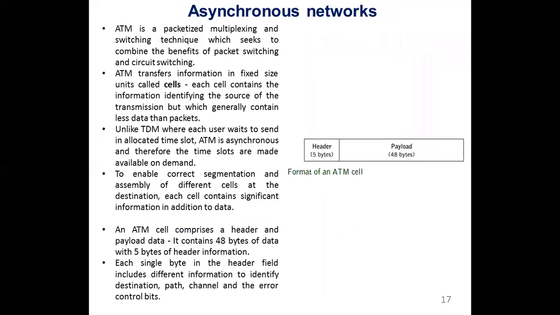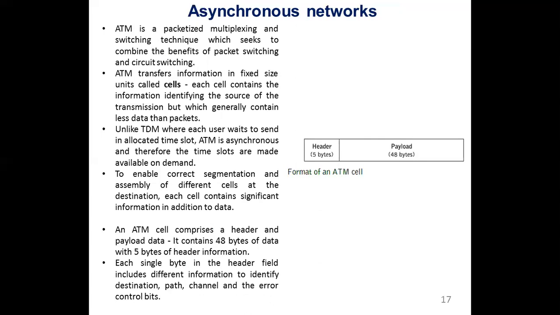Next, we move to the asynchronous networks, and the most popular of the asynchronous networks is the ATM, asynchronous transfer mode. And this is basically a packetized multiplexing and switching technique. It basically combines the packet and the circuit switching. We have details of packet and circuit switching later, but the major difference between the two is in circuit switching, the entire data is transmitted at the same time, whereas in packet switching, the data is transmitted in small packets, and these are combined from various users and sent.